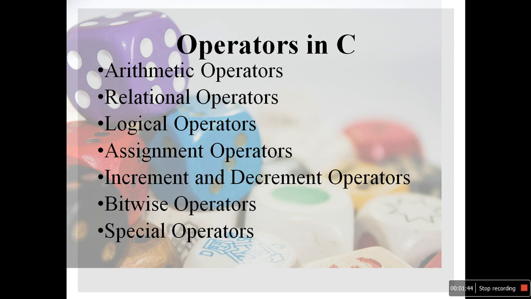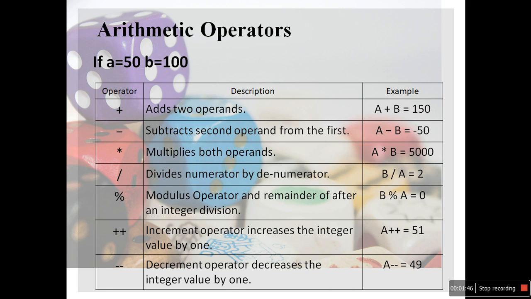First of all, we will discuss arithmetic operators. In arithmetic operators we have a few types: plus, minus, multiply, divide, modulus, double plus, double minus, that is increment and decrement. Okay, so we will discuss them one by one. Plus adds two operands. I took two values, a is equal to 50 and b is equal to 100. Let's do an example. As we know, a plus b is equal to 150.